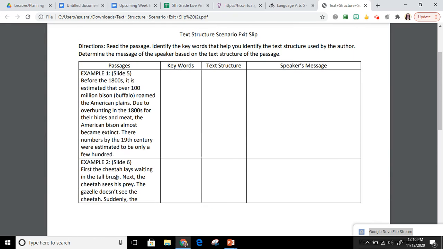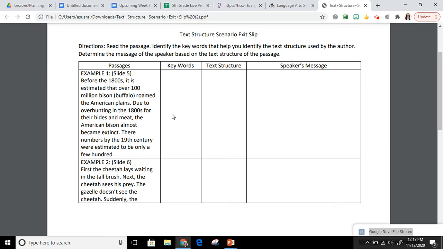But you have 4 different passages, and with each passage, you're going to be pulling out the keywords that help you identify what the text structure is. So that's why you're going to want to watch the video, because the video is going to go over the keywords for each of the different text structures so that you can have an easier time identifying them in these passages.